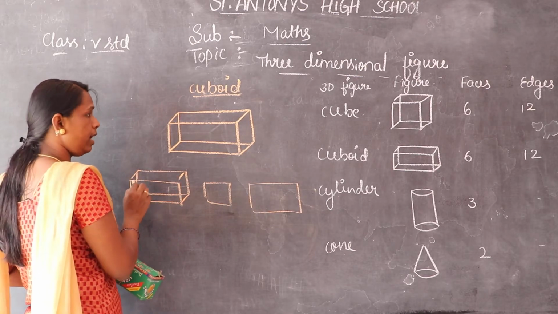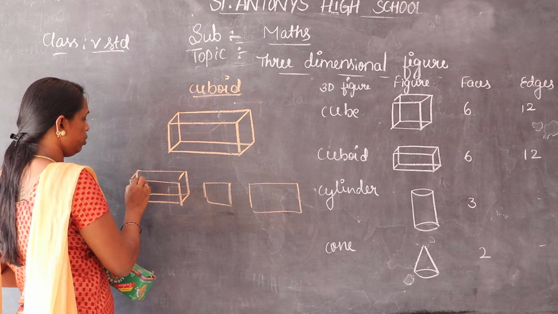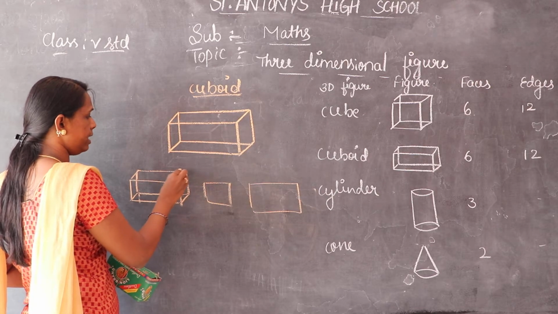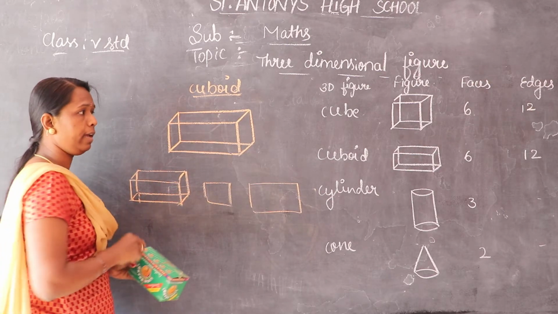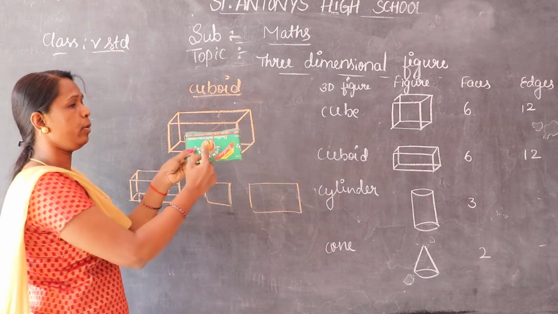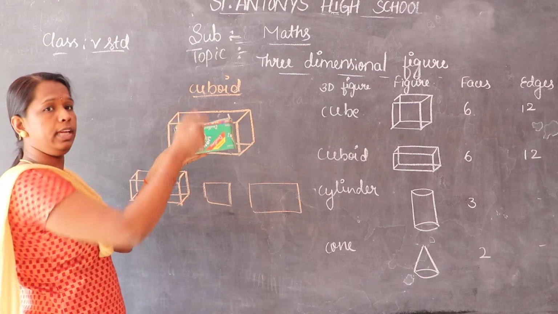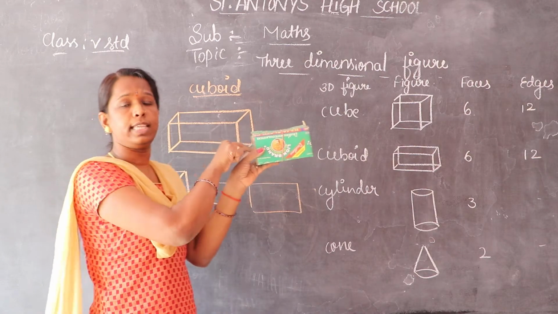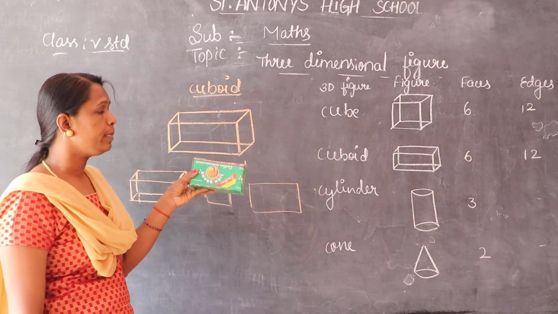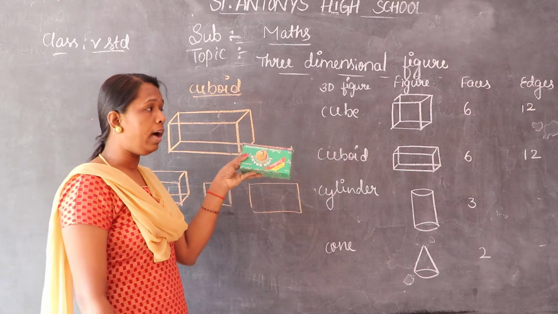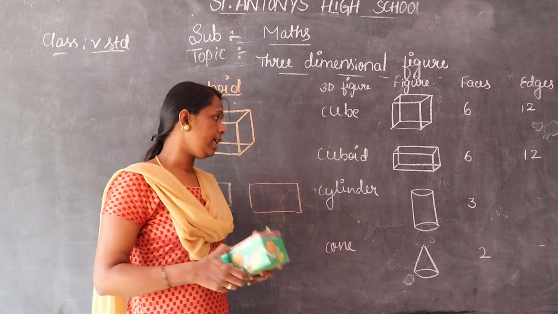The edges are 1, 2, 3, 4, 5, 6, 7, 8, 9, 10, 11, 12. Okay. The faces we can see are 1, 2, 3, 4, 5, 6. Okay. How many faces are there? 6 faces are there in a cuboid. Edges are 12 and then vertices are 8.